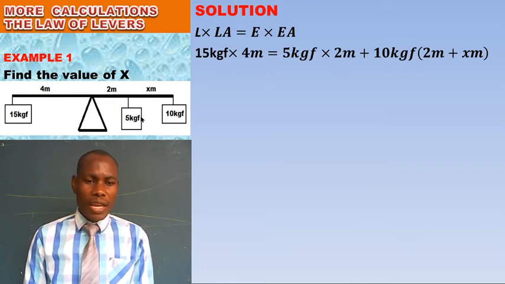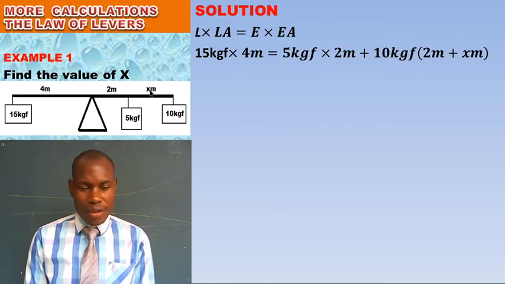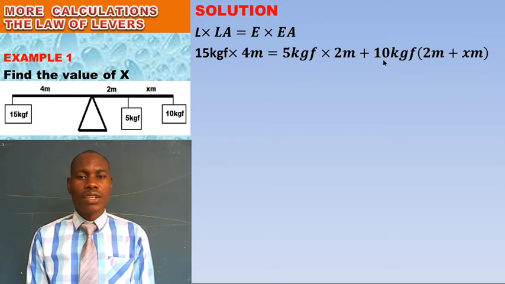Then, after multiplying this and this, we shall now add the product of this and this distance from here up to the pivot. But remember, the distance from this point up to the pivot is got by adding 2 meters plus x meters. Are we together, dear candidates? Therefore, we shall say plus 10 kilogram force in brackets. In brackets, we shall add 2 meters plus x meters. What will be our next step?